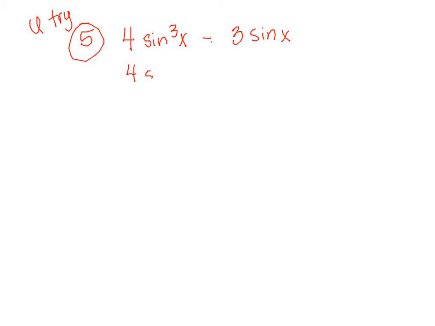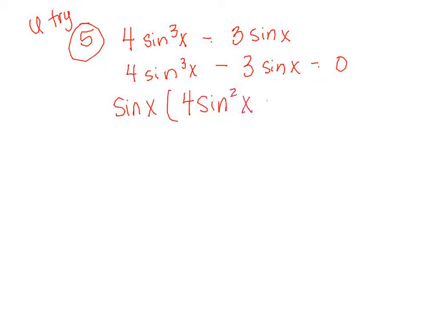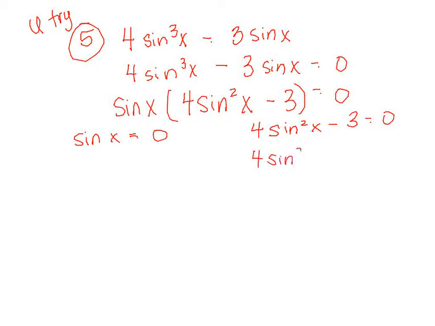Okay, what we're going to do is move everything to one side. Factor out the common factor. Set each factor equal to 0 and solve. So we're thinking about where sine of x is equal to 0 and 4 sine squared x minus 3 equals 0. The one on the right takes a little more work, so we're going to move our constant over. Divide by the 4.